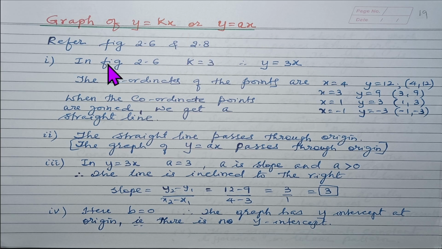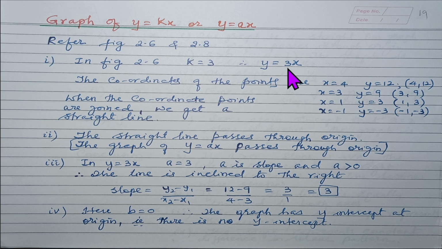Now if you look at the figure 2.6 of the textbook, you find that there are a few coordinates given, and the coordinates given are (4, 12), (3, 9), (1, 3), (-1, -3). That is, 4 is x and y is 12, and y is 4 into 3, 12. 4 threes are 12, because y is equal to 3x, so 4 and 12 satisfy this equation.